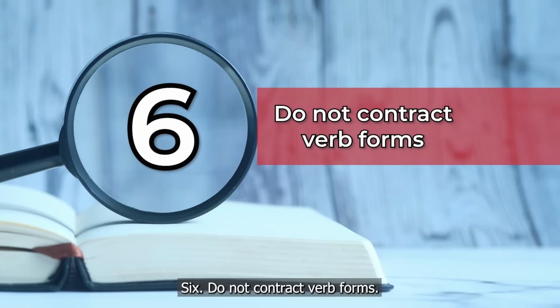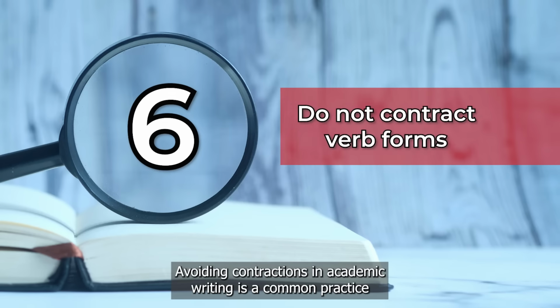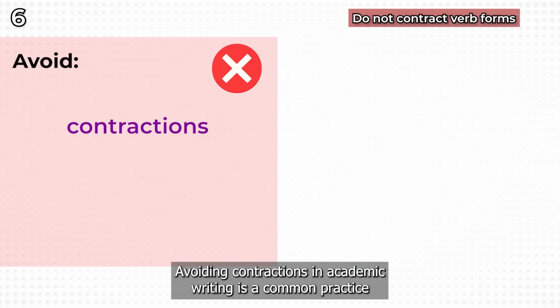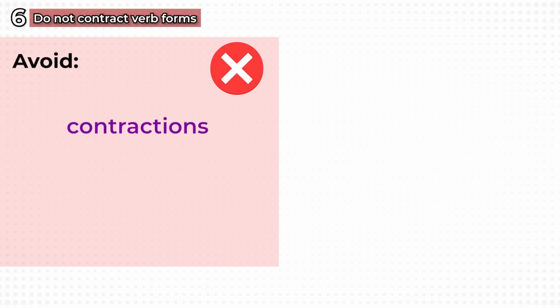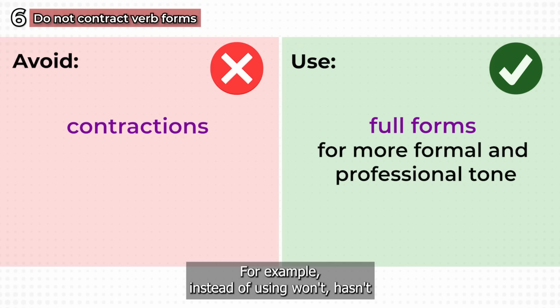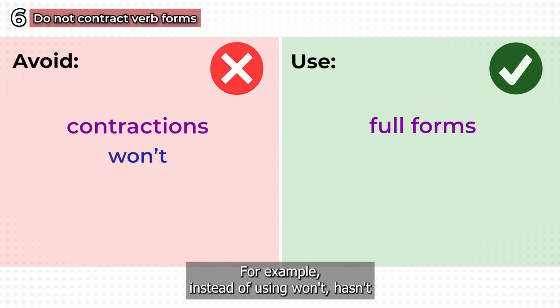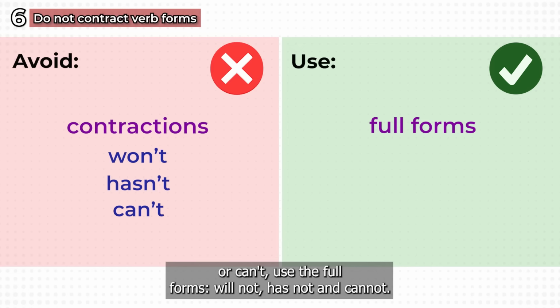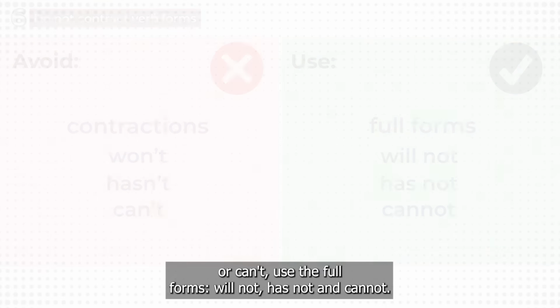6. Do not contract verb forms. Avoiding contractions in academic writing is a common practice, because it helps maintain a more formal and professional tone. For example, instead of using won't, hasn't, or can't, use the full forms will not, has not, and cannot.